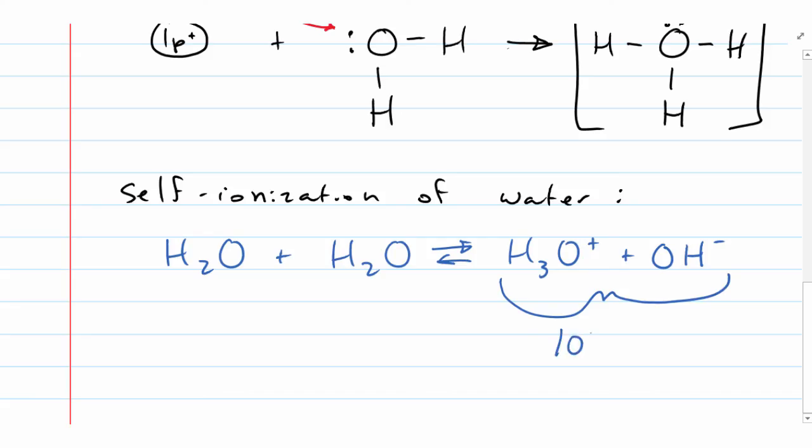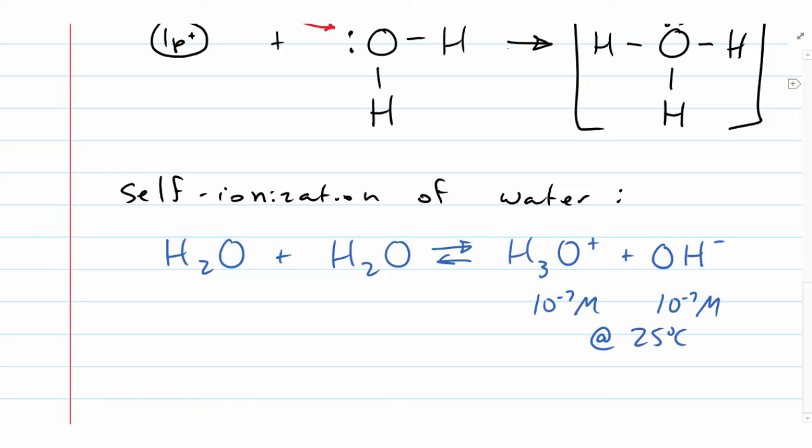Turns out that the concentration of each one of these is 10 to the negative 7th molar at 25 degrees Celsius. So again, their concentrations are 10 to the negative 7th molar at 25 degrees Celsius. And that's not only for the hydronium ion, I'll put them down here for each one, that's for the hydroxide ion as well. Again, these are at 25 degrees Celsius.